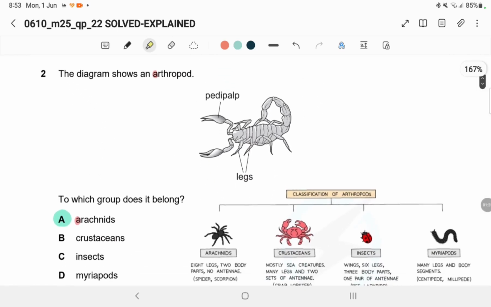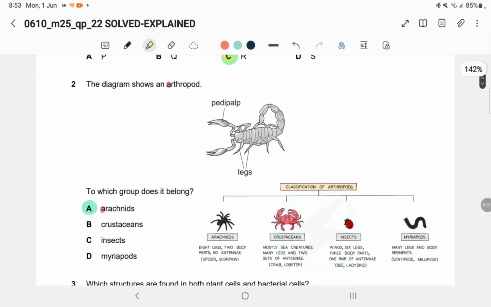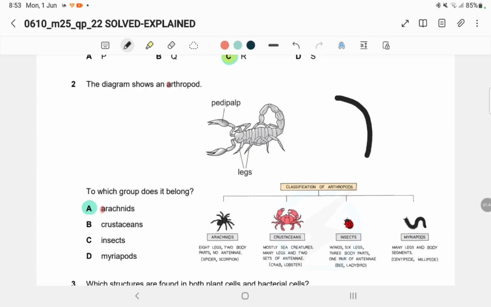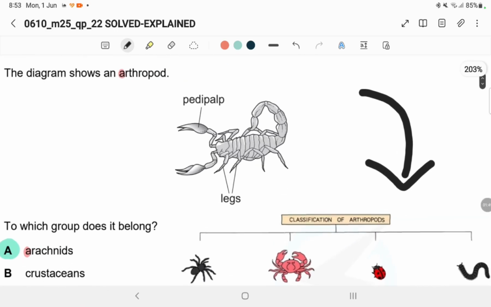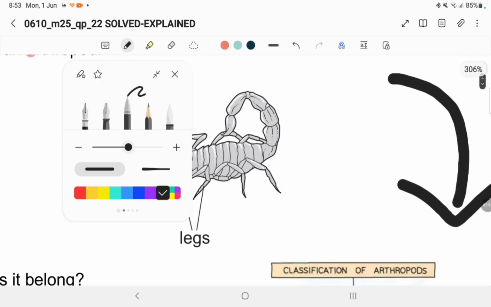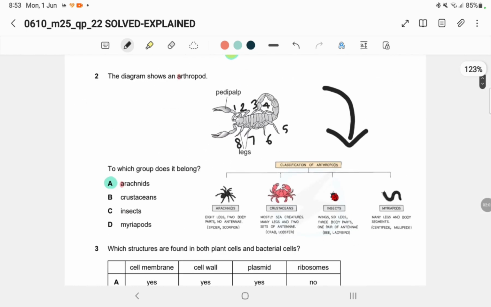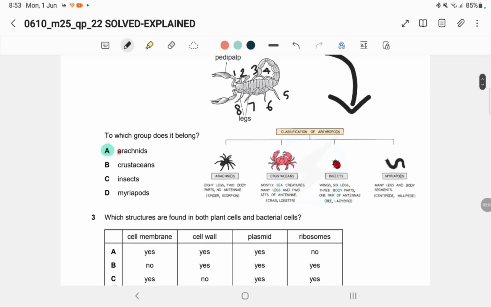Now the diagram shows an arthropod. To which group does it belong? So basically it's arachnids, and let us understand why. If you just refer back to our notes, you can find that the arachnids have 8 legs and 2 body parts and no antenna. So let us count the legs with each other so that we can verify. Here is 1, here is 2, here is 3, here is 4, here is 5, 6, 7, 8 legs. So now we have our 8 legs and we have no antenna.